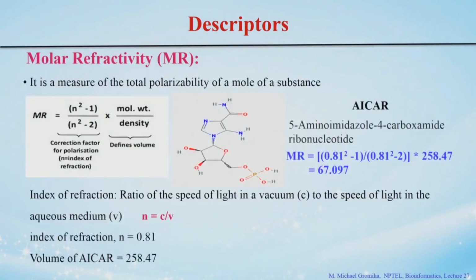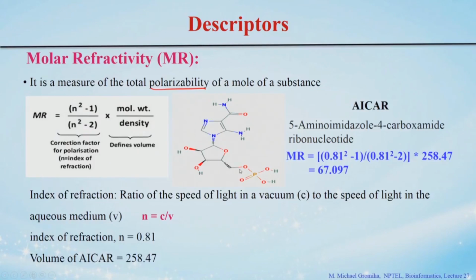This is another example, the molar refractivity. How to get the molar refractivity? It is a measure of the total polarizability of a molecule. You can use this equation: MR, the molar refractivity, equals n squared minus 1 divided by n squared plus 2, multiplied by the molecular weight divided by density, which is the volume. The first factor is the correction factor for the polarization. Here n is the index of refraction, because the refractive index is known for the compounds, and the molecular weight divided by density gives almost the volume.